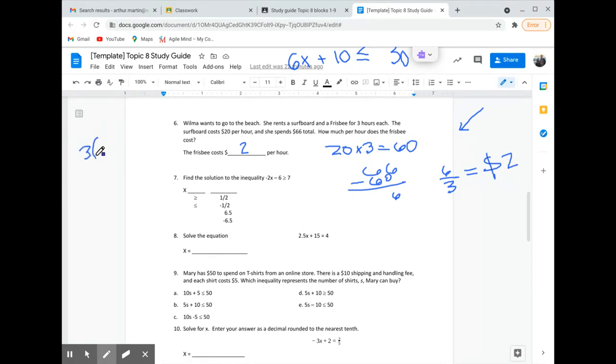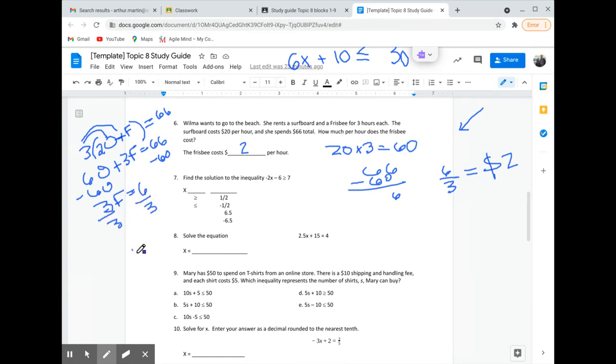So we do 3 times 20 plus F, I say F because we don't know what the frisbee cost. And we set it equal to 66. Then we do exactly what Emma said. We're going to multiply both of these, so we get 60 plus 3F equals 66. And then we subtract 60. And so we're left with 3F equals 6. And then to solve, we divide by 3. And so we find out that the frisbee cost $2.